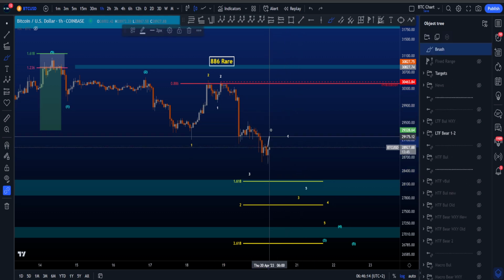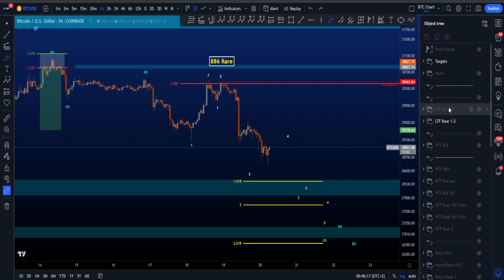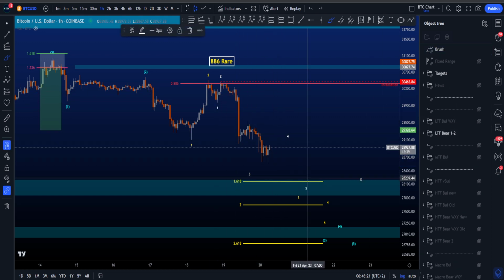Because if price now would move to the upside, then the other scenario, the more bullish scenario, becomes more likely. So yeah, definitely looking for a little bit more downside.